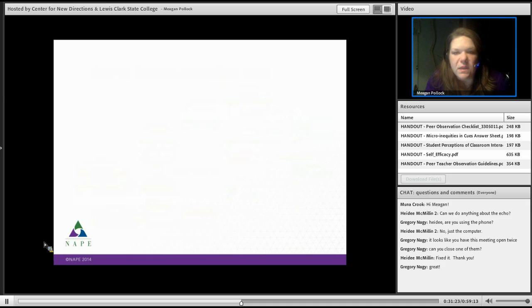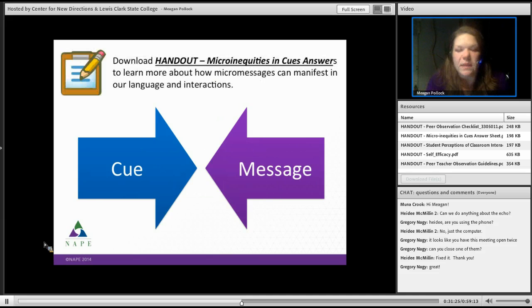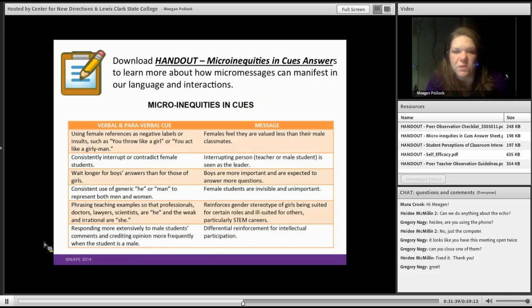And so something that you can do as homework is to download the handout and the box on the screen that has micro inequities and cues. You can learn about how micromessages can manifest in our language and interaction, specifically within the classrooms. Because ultimately, for all the cues, all the things that we are doing in the classroom, we may intend one thing, but they may be sending really different messages. And so I encourage you to look up this paper and the handouts.